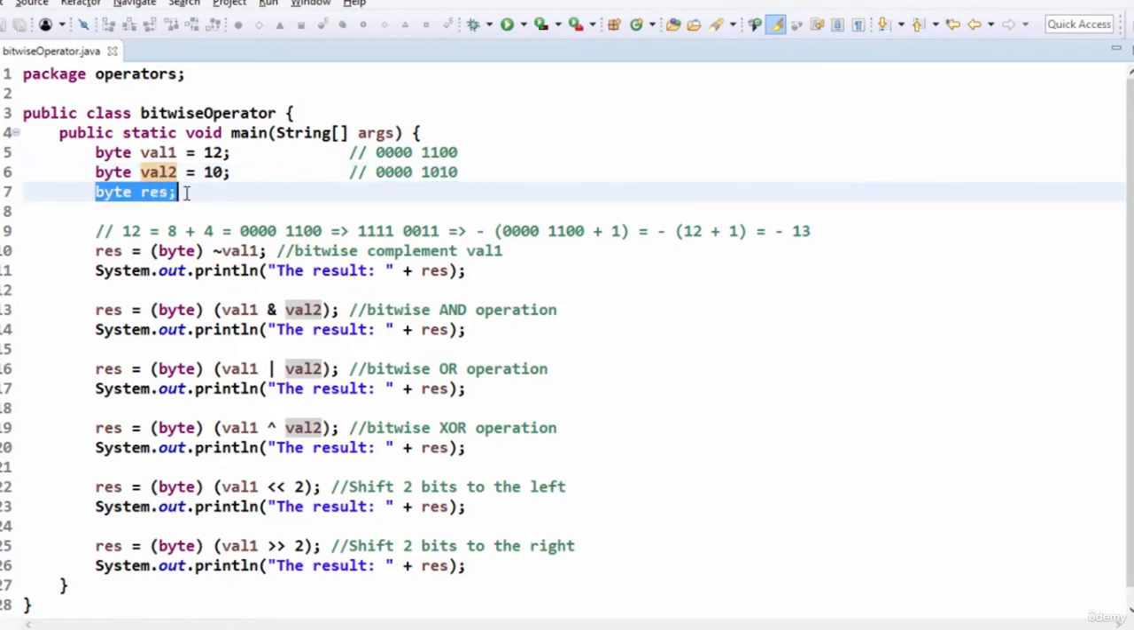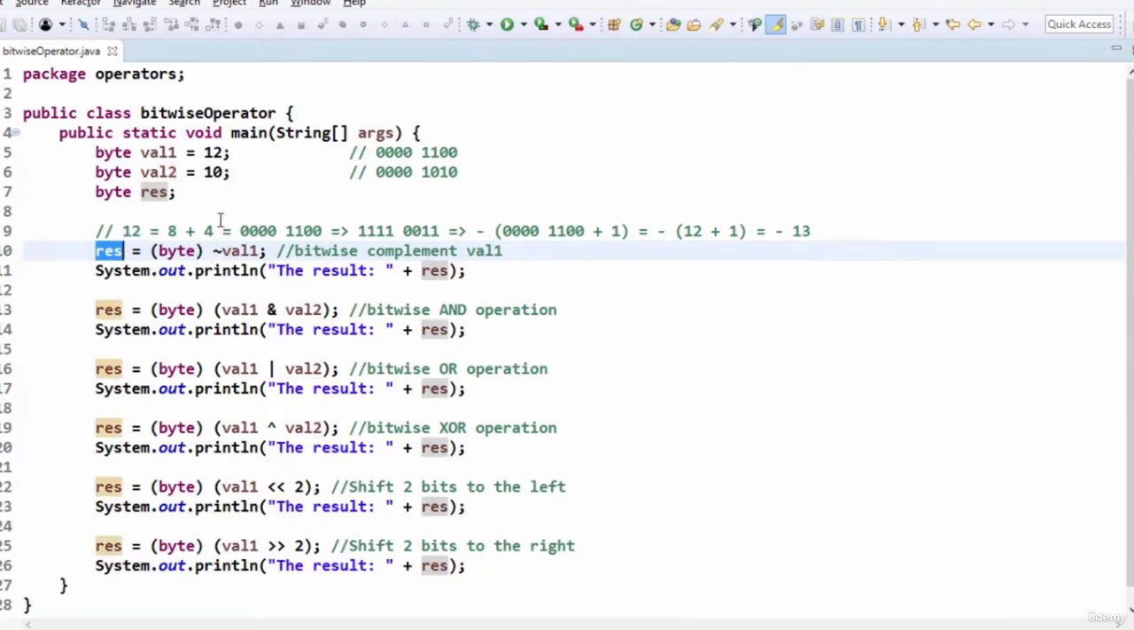So byte result, we are defining another variable result here, represented as res. So result is equal to byte of not val1, that is a bitwise complement of val1. This is known as the NOT, also known as the tilde operator, and we are converting it to byte type and assigning to this result. Now what is happening here?